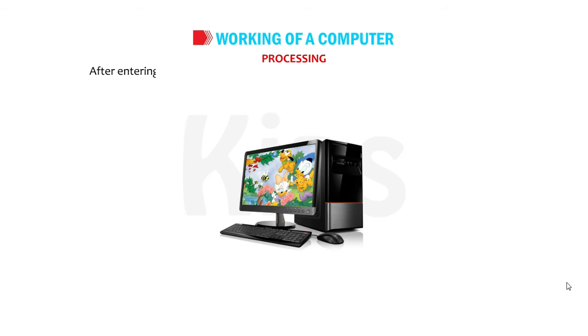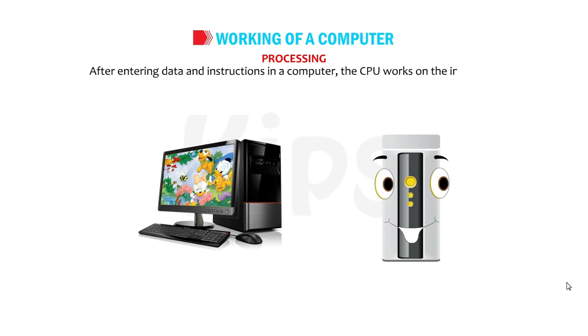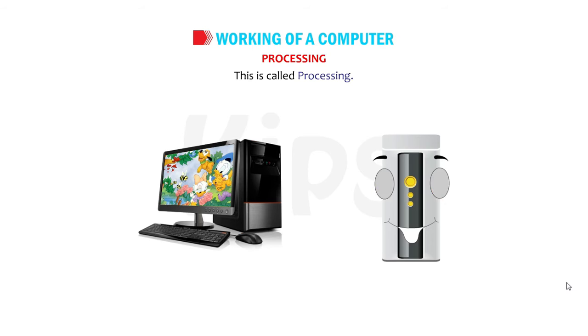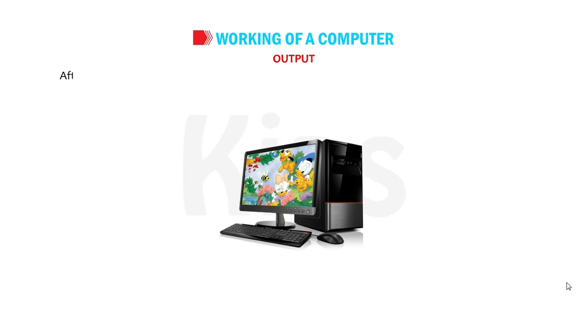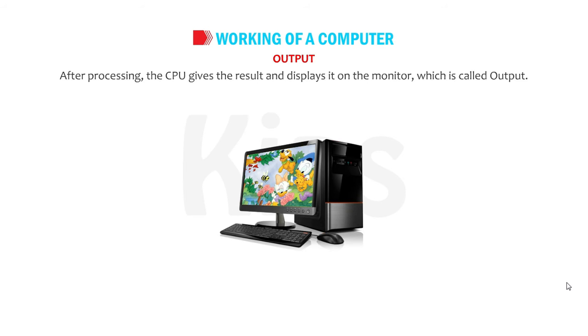Processing. After entering data and instructions in a computer, the CPU works on the input and performs the given task. This is called processing. Output. After processing, the CPU gives the result and displays it on the monitor, which is called output.